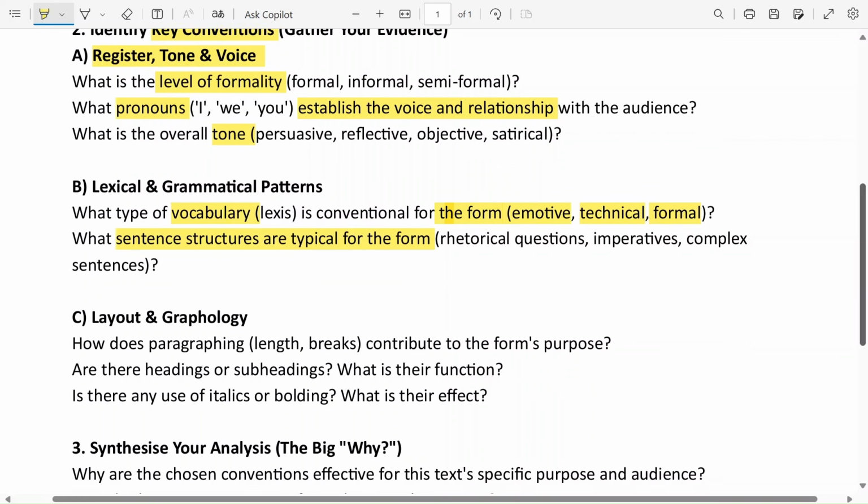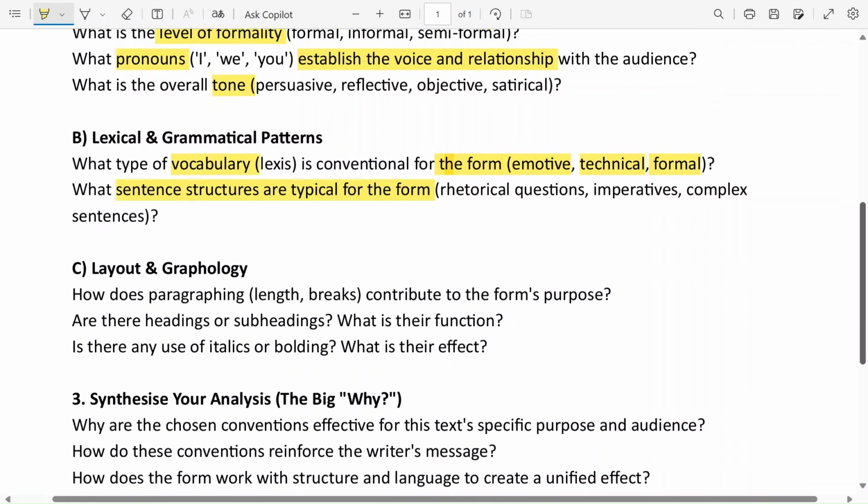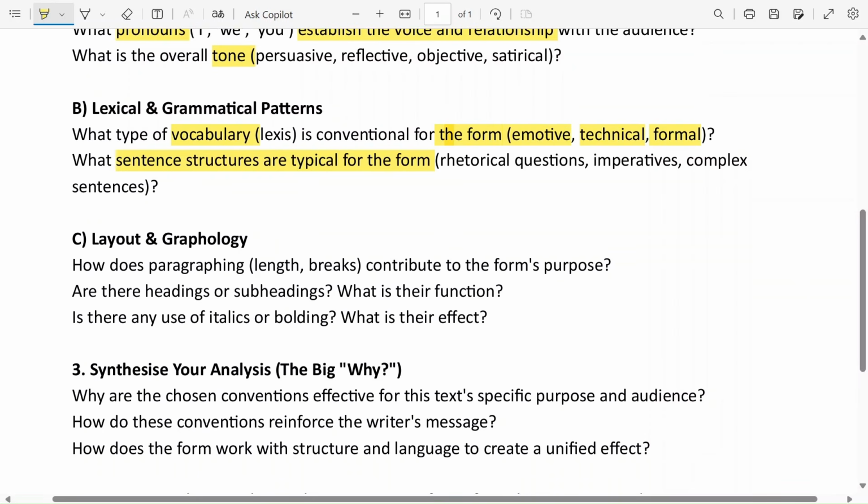Next, let's look at layout and graphology. So this is the part where we look at how the text is organized visually. This is connected with the structure, but you are looking at those elements of structure that are linked closely to what the genre is. So when we look at paragraph lengths and breaks, we can look at short and single sentence paragraphs that give a dramatic impact in a long article, and we can also think about long and descriptive paragraphs in a memoir, for example.